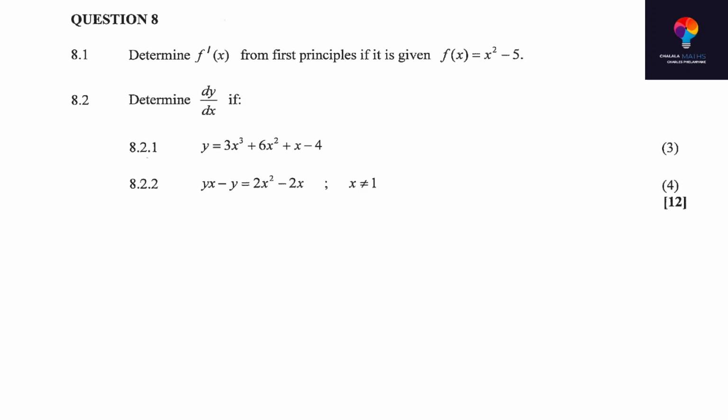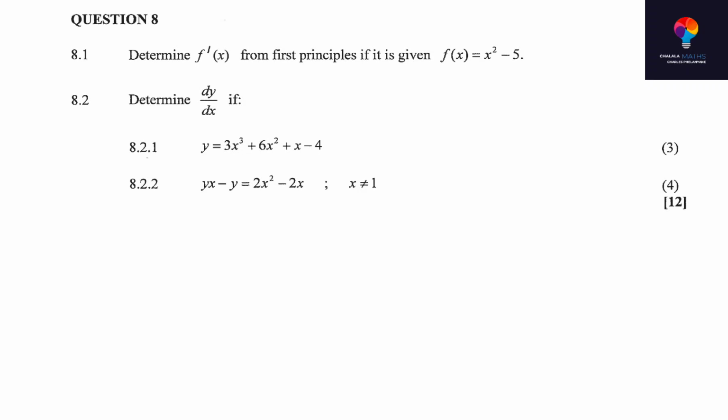Today we're going to look at question 8. This is from paper 1 of 2018 November. So 8.1 says we must determine f prime x from first principles if it is given that f of x is equal to x squared minus 5. So we are still continuing with finding the derivative.